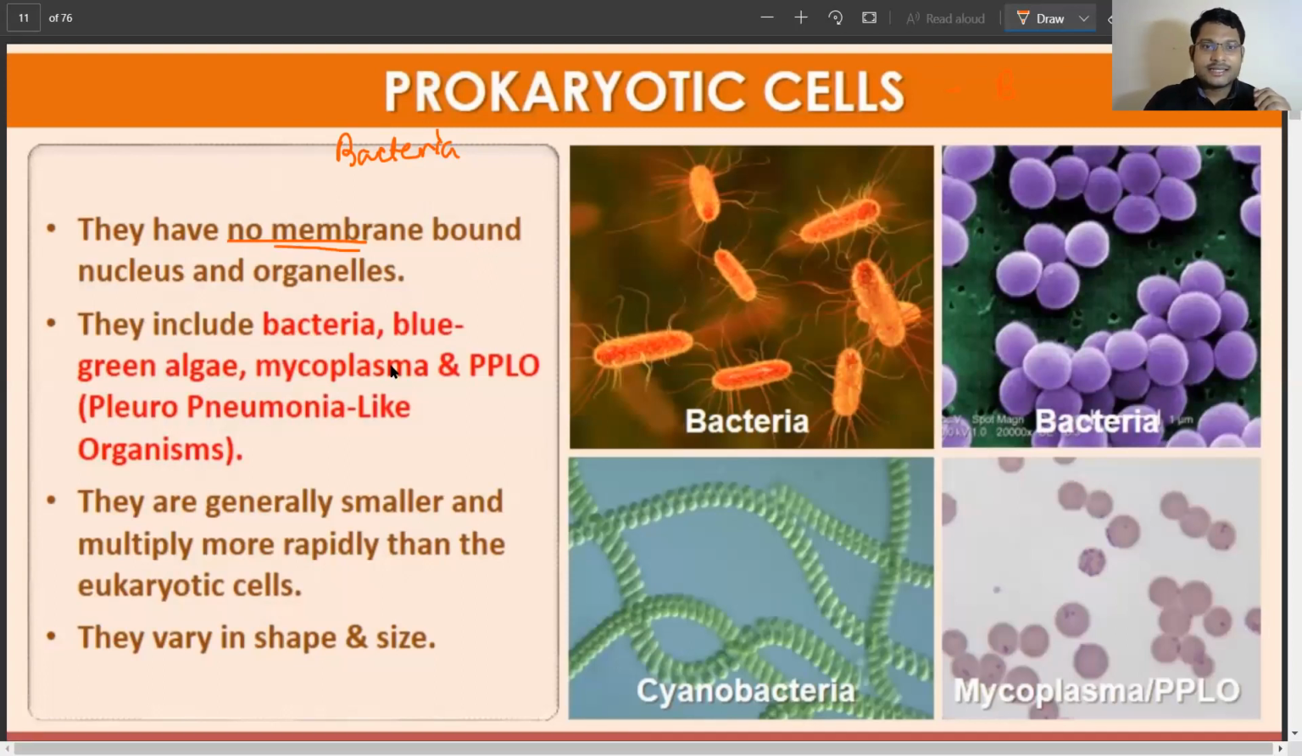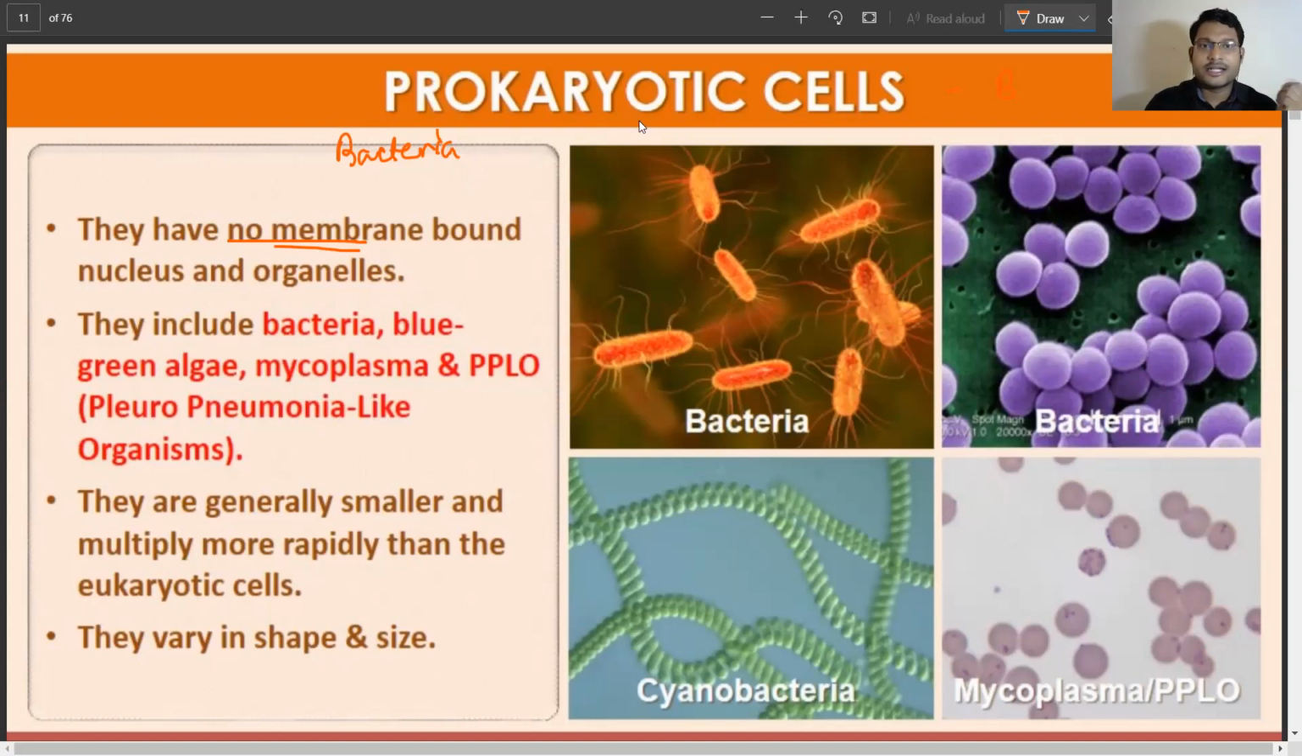As we will learn, there is an area called the nucleoid, but the nucleoid is not a structure, it is not an organelle where the nucleus or the genetic materials are present. It's an area where the DNA gets combined with the protein, right?